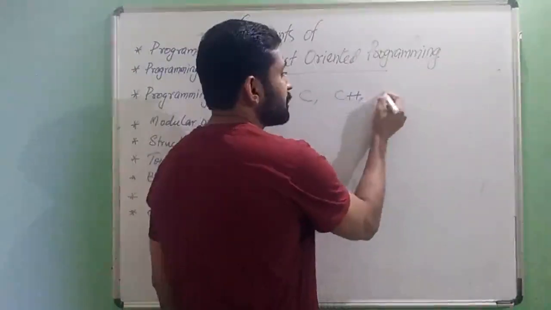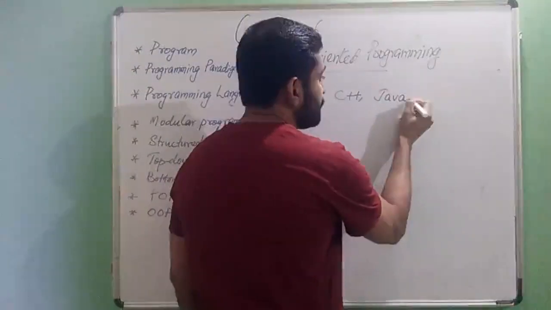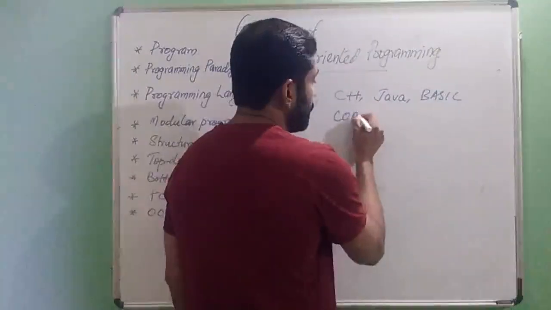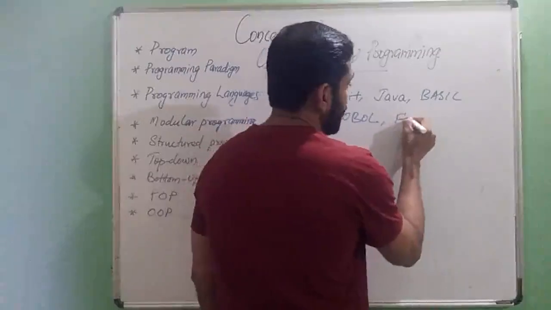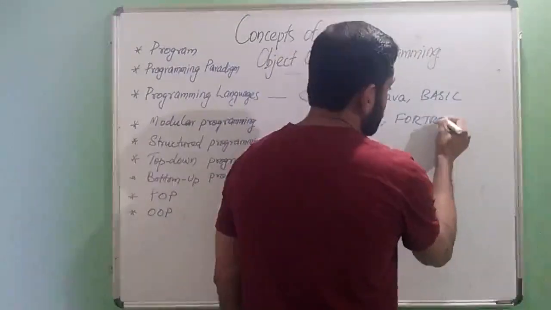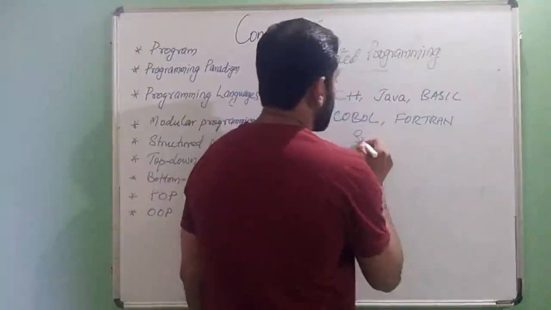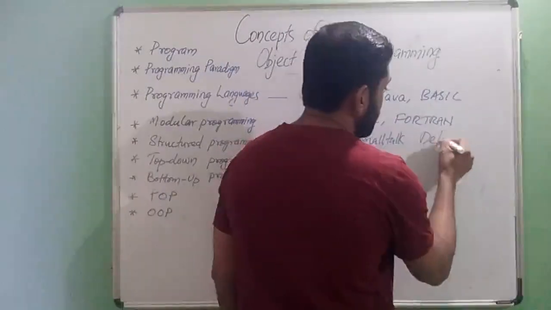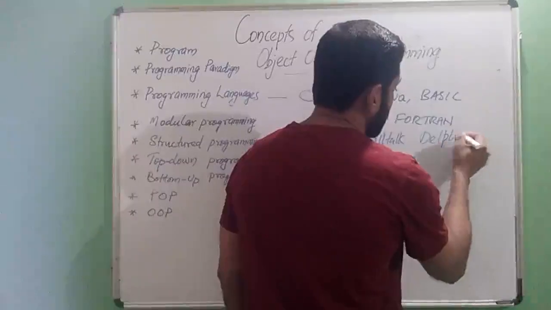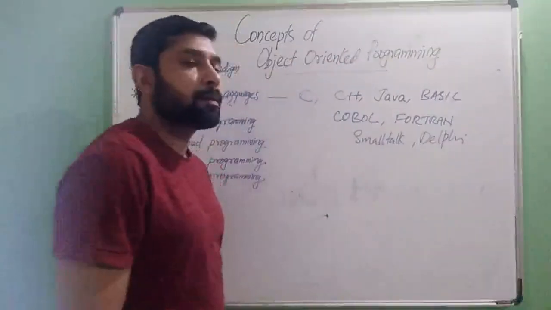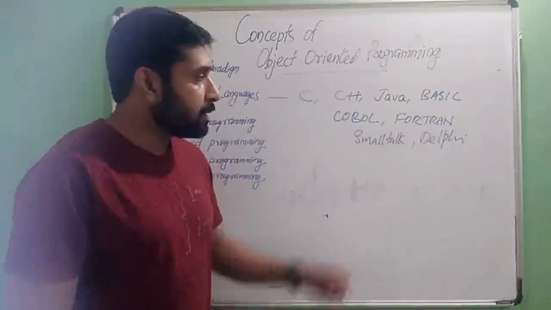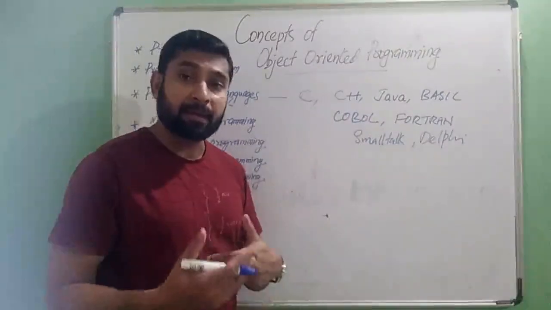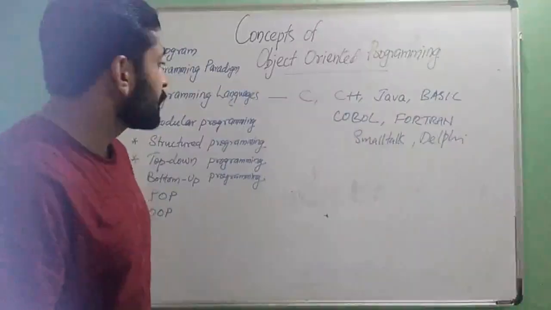C++, Java, Basic, COBOL, Fortran, Smalltalk, Delphi. All these are programming languages. So a programming language is used for writing programs.